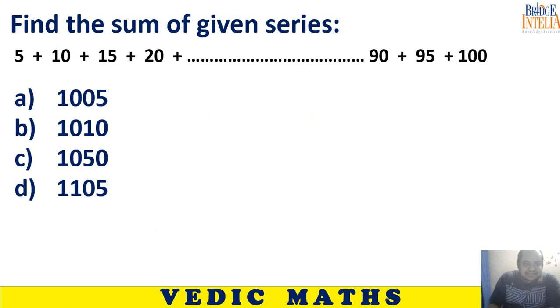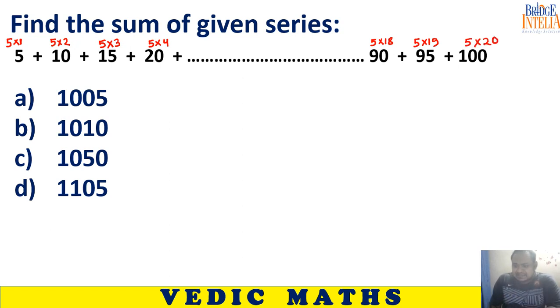Now a similar question here: 5 plus 10 plus 15 plus 20. Just by looking at these numbers you can say all these are multiples of 5. 5 is equal to 5 into 1, 10 is equal to 5 into 2, 15 is equal to 5 into 3, 20 is equal to 5 into 4. Similarly, if you continue forward, 90 is equal to 5 into 18, 95 is equal to 5 into 19. Similarly, the last number 100 is actually 5 into 20.